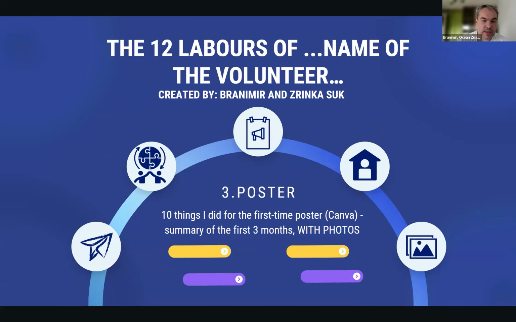So what they do is that they make a summary of the 10 things they did for the first time. So they're making it a poster in Canva, for example, and it's a summary of the first 3 months. So this is what they did for the first time. What I learned, this comes later. So then it's only 10 things out of the 30 things they did for the first time, and they choose the ones that they feel most comfortable in sharing with the rest of the world. And then they make a Canva summary of these things, and with photos, send it to us, and it's published.